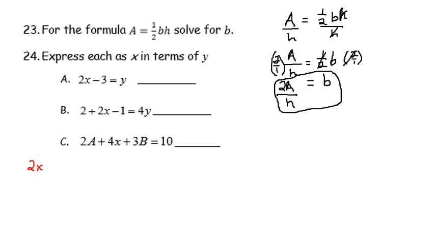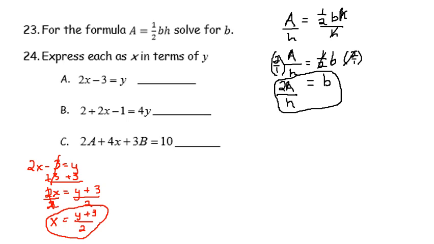Now let's look at 24A. We've got 2x minus 3 equals y. We need to get the x by itself, so we add 3 to both sides because it was subtracting. So we've got 2x equals y plus 3. Now to get rid of the 2, we do the inverse, which is divide. Oops, divide by 2 on both sides. And that gives us x equals y plus 3 all over 2. So that would be our answer for 24A.